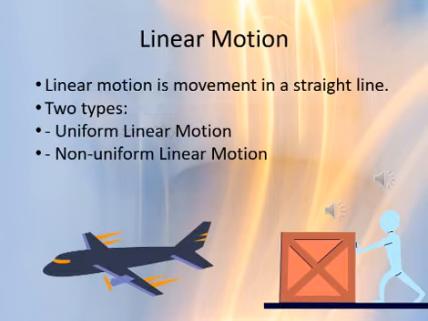Linear motion. Linear motion is movement in a straight line. Two types: uniform linear motion and non-uniform linear motion. Let's start with linear motion. This type of motion happens when an object moves along a straight line. For example, a train moving on straight tracks or a car on a straight road. But there are two special kinds of linear motion. One is called uniform linear motion and the other is non-uniform linear motion. Let's understand what this means.